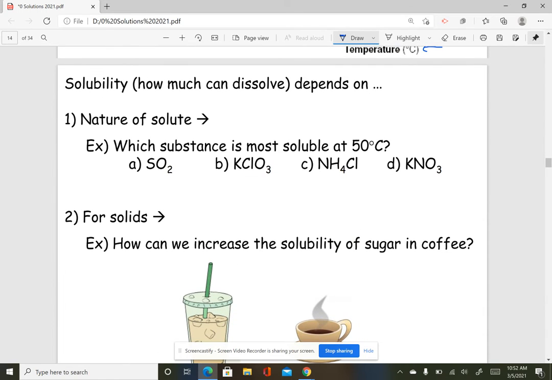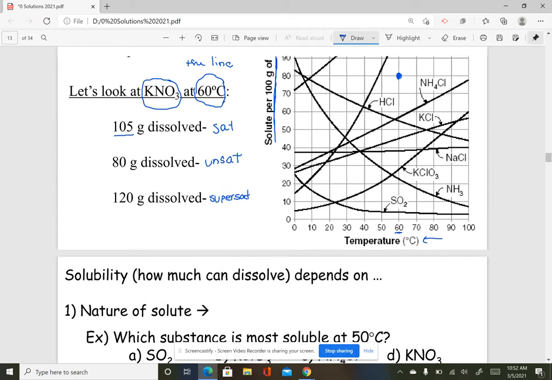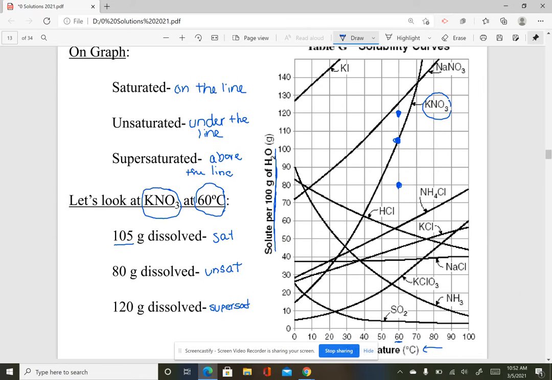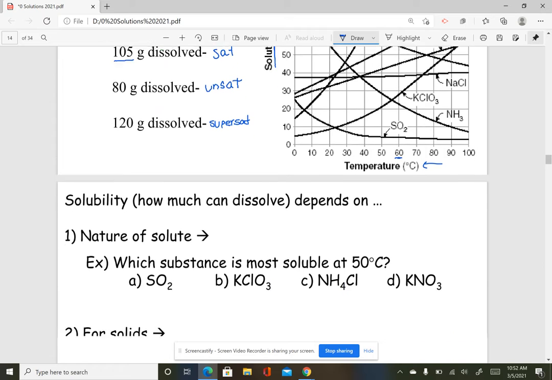Solubility depends on a few factors. The first thing is the nature of the solute. We see all these different lines on this graph. So different solutes have different solubilities. That's just what they are.